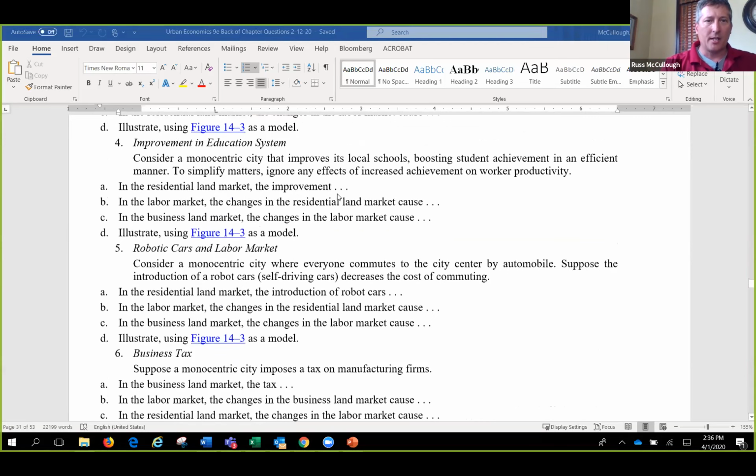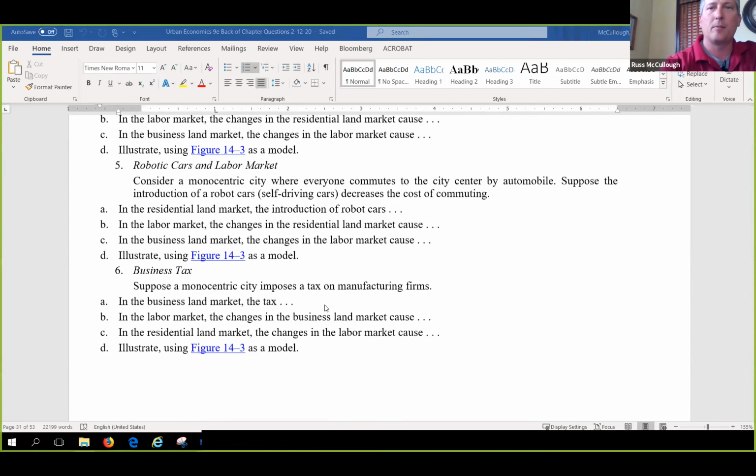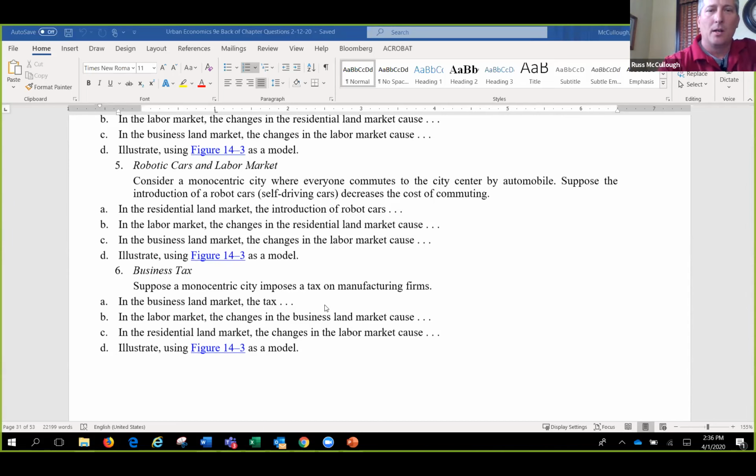So that was the education system. So, we had this business tax. Let's just look at number 6. And you guys, I'll leave the graphing out, but let's walk through it similar to what we did for the other problem. Suppose the monocentric city imposes a tax on businesses. If we impose a tax on business in the business land market, what happens to the bid rent function for land, up or down, chat box?